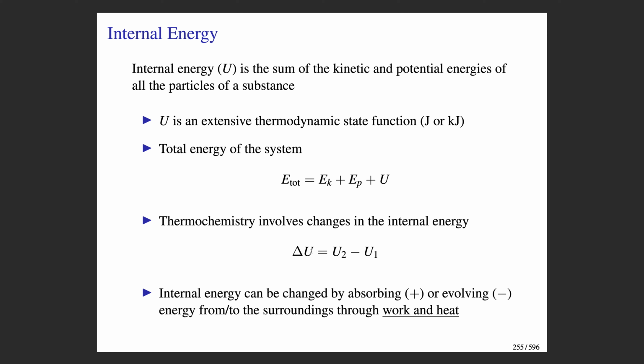One more comment here. The internal energy of a system can be changed when it absorbs energy, which we would call a positive change in the energy, or it can release energy or evolve energy, which would be a negative change in delta U. So if delta U is negative, the system loses energy. If delta U is positive, the system gains energy. There are two known ways in which a system can gain or lose energy, and that is through the processes of work and heat, which we'll talk about next.